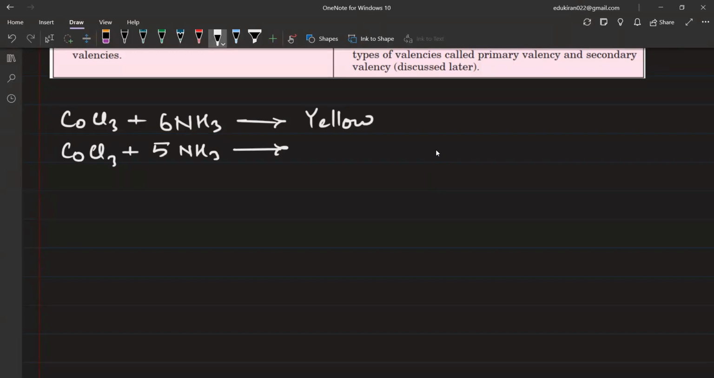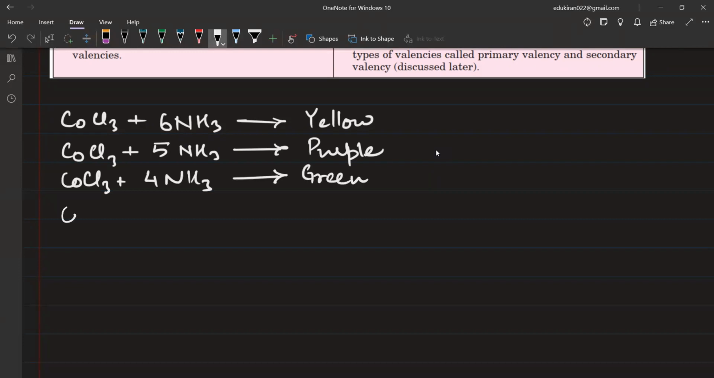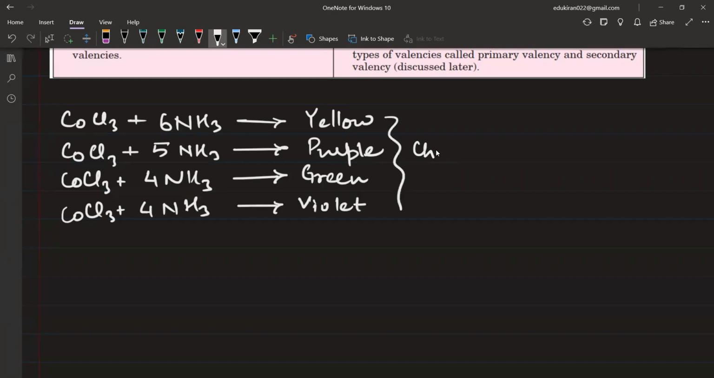He did a lot of experiments with this, and always he got a purple color. Then he did CoCl3 plus 4 NH3. With this experiment, he sometimes got a green color, and a few times he also got a violet color. Now all of these will have some chlorine, because CoCl3 is there and he is adding NH3. So he would be getting some chlorines here.